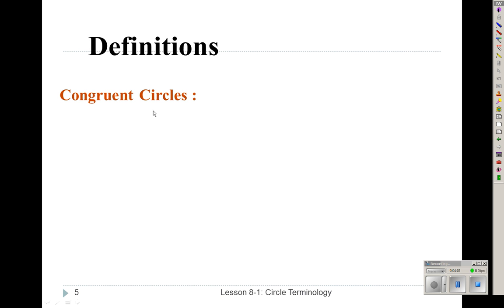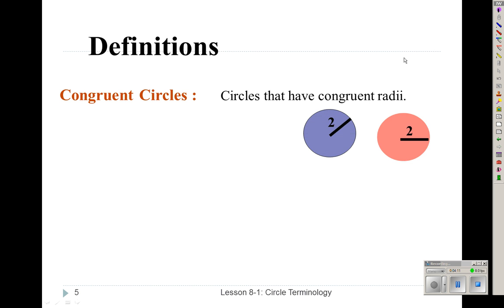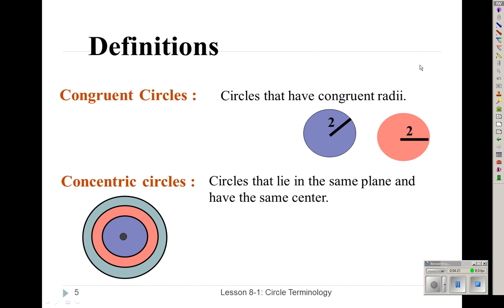Here's some more definitions. Congruent circles, well, they have to be the same shape and the same size. And since all circles are the same shape, they have to be the same size, so they have to have congruent radii. Concentric circles are circles that are in the same plane and they have the same center, and they sort of look like a bullseye. Concentric circles, same center. Congruent circles, the same radius measure.